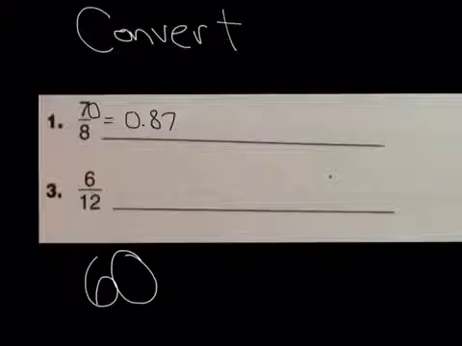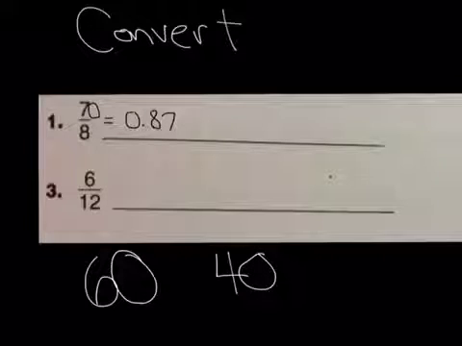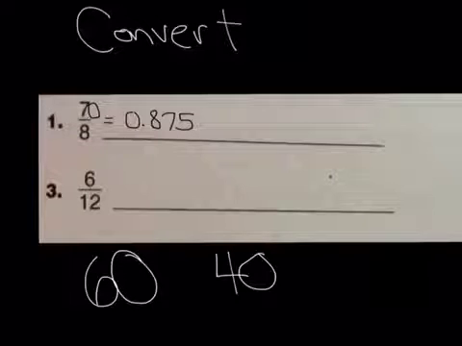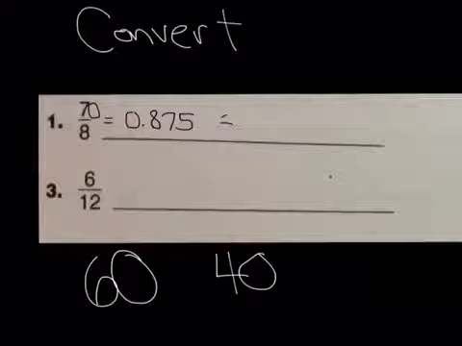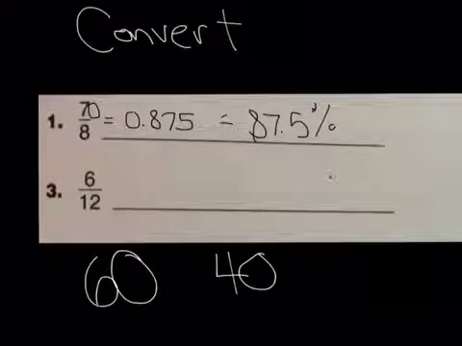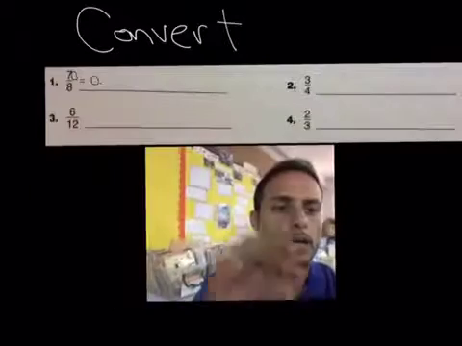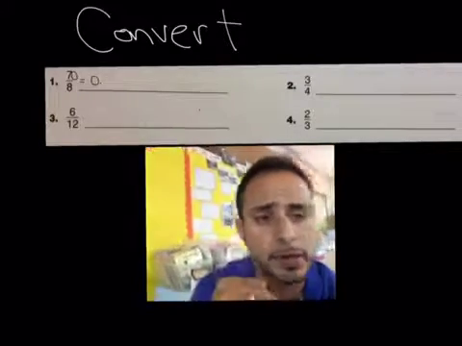And that 4 can be turned into a 40. And then 8 into 40 is 5. So then you write the 5 there. And then to turn that into a percent, just multiply by 100 and you get 87.5%. If that was confusing for you, just remember that what we're really doing is dividing 7 divided by 8.